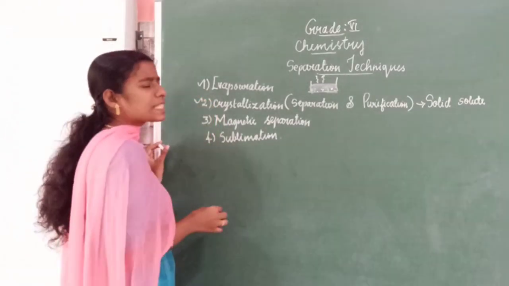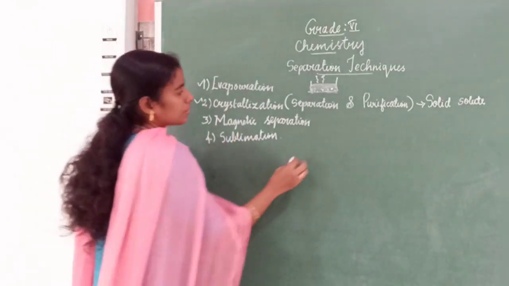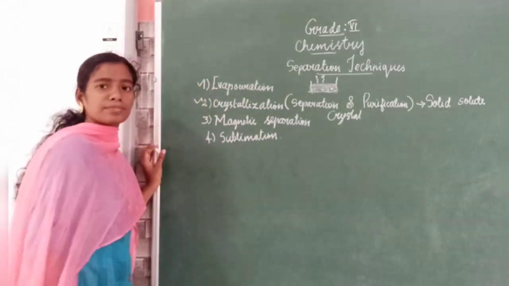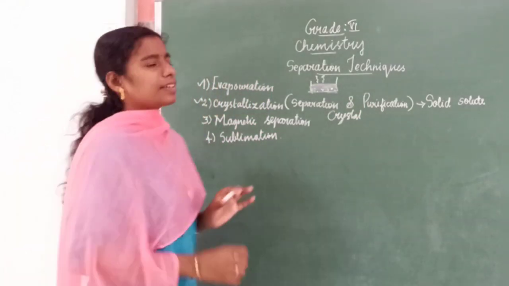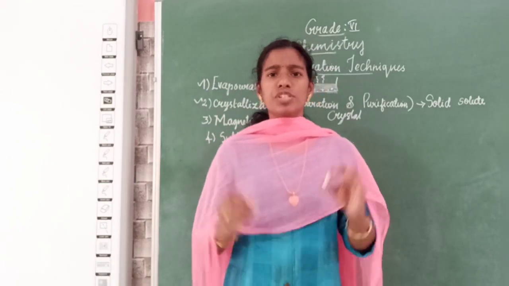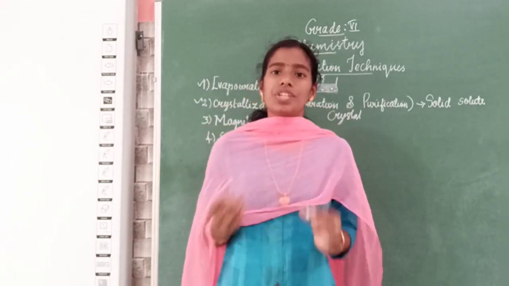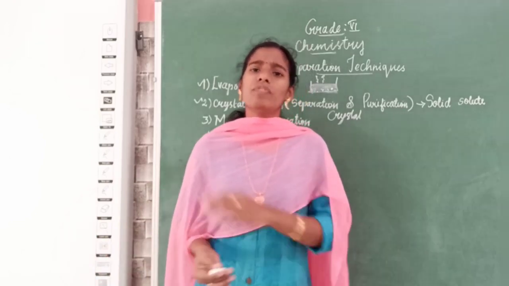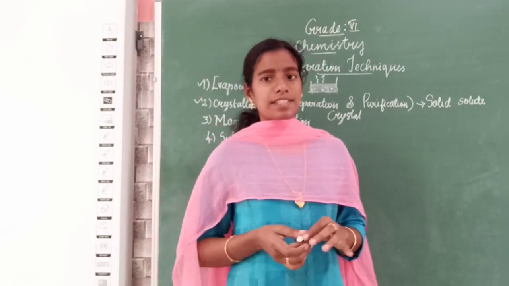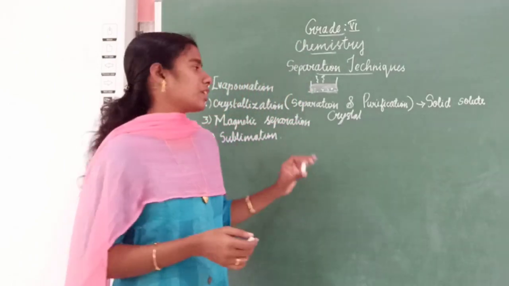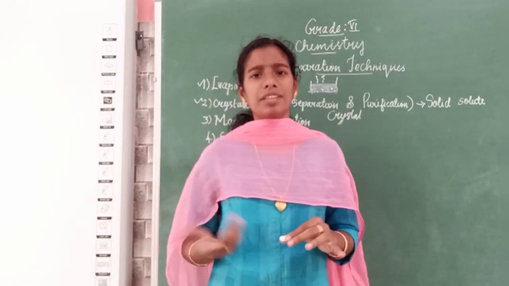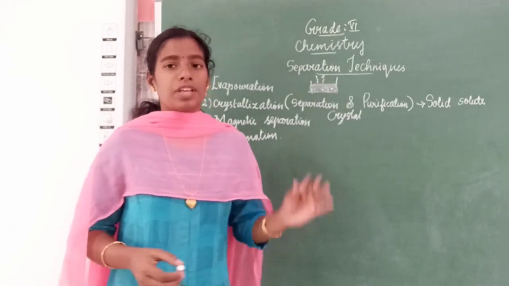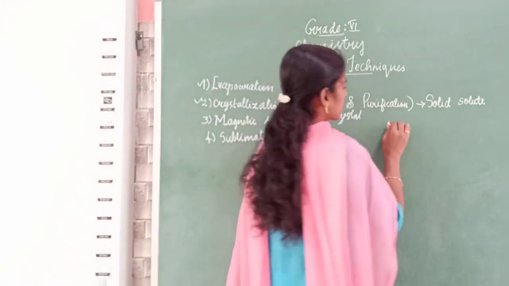Then the next one is crystallization. What do you know about this word? Crystal. Crystal is a solid which has a geometric shape. That is nothing but crystals. For example, when you see sugar, it's a crystal. That's a solid. So crystallization is a method of separation and purification.